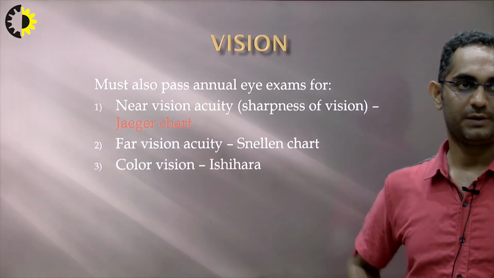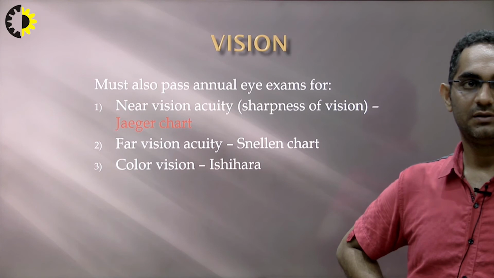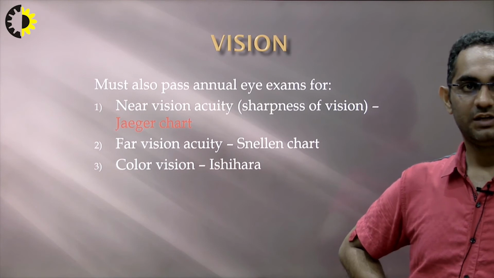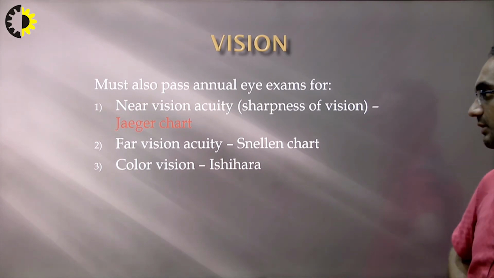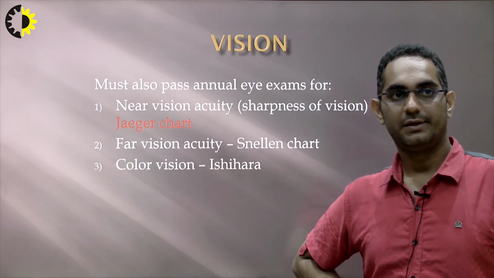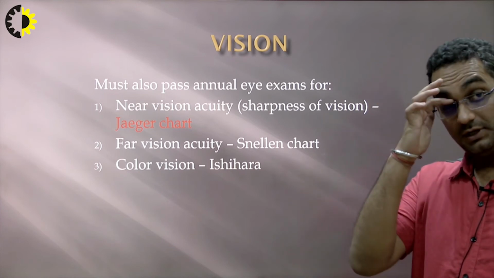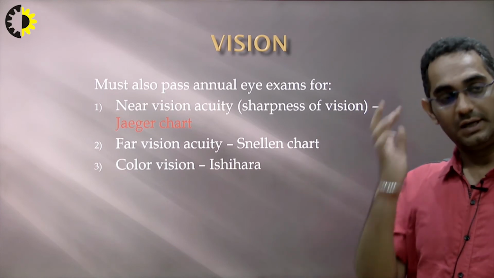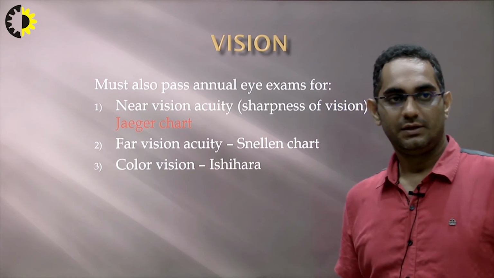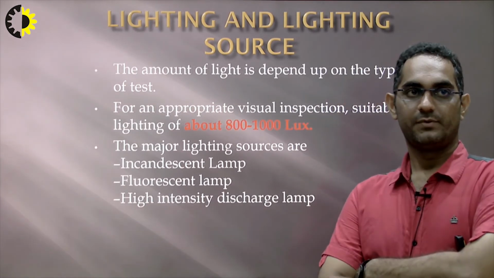Inspectors must also pass annual eye exams: near vision acuity, that is the sharpness of vision, using the Jaeger chart; far vision acuity, using the Snellen chart; and color vision, using the Ishihara test.